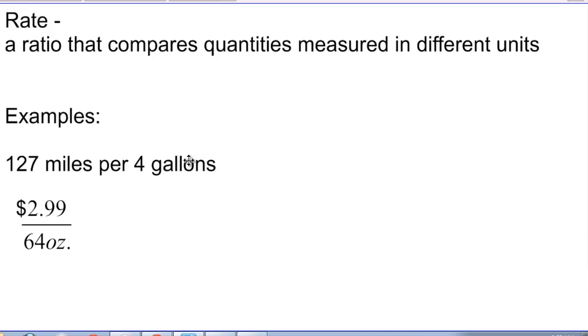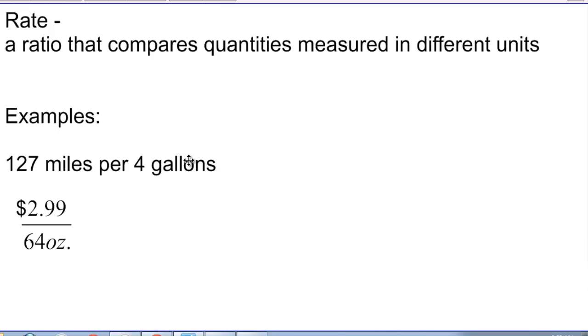I'm not going to say, well, this one gets 127 miles per 4 gallons and this one gets 320 miles per 10 gallons. That's harder to compare than if I reduce both of those to the unit rate and say how many miles they get per 1 gallon. And usually we don't say the per 1, we just say per gallon.